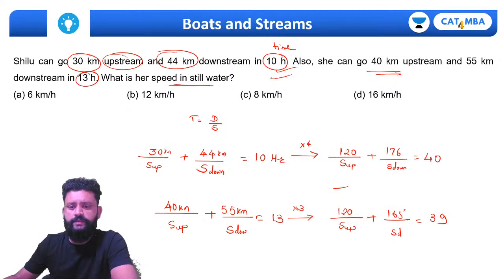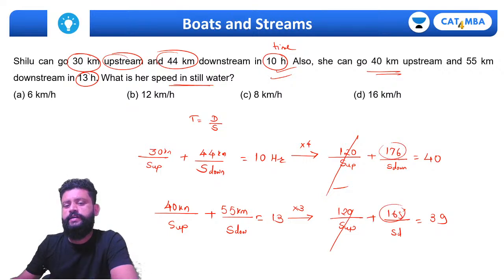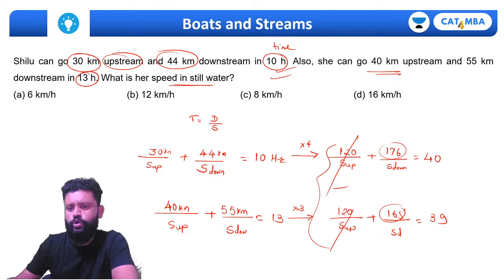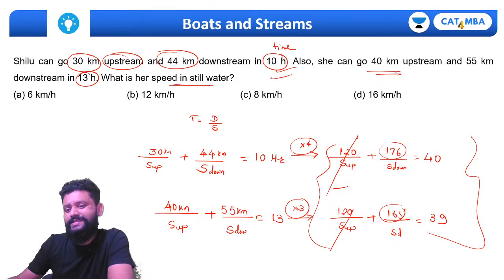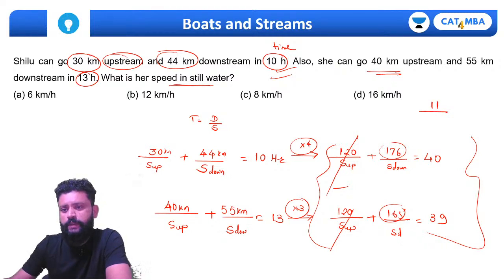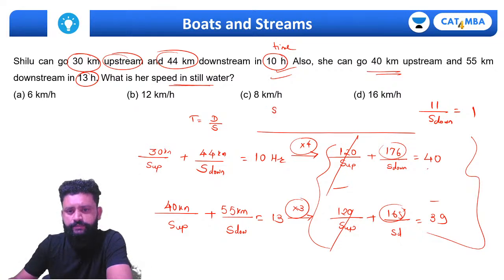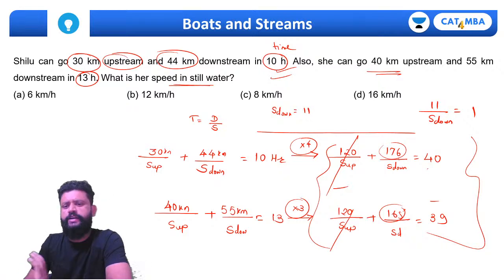If we take the difference of both, this would cancel out. Here 176 and 165, if we hadn't written the difference it would have been fine. You can simply take the difference. We know we are multiplying by 4 and the second equation by 3. So 176 minus 165, that comes out to be 11 upon speed of downstream is 40 minus 39. Okay, so we are getting speed of downstream as 11, and put it in equation 1.